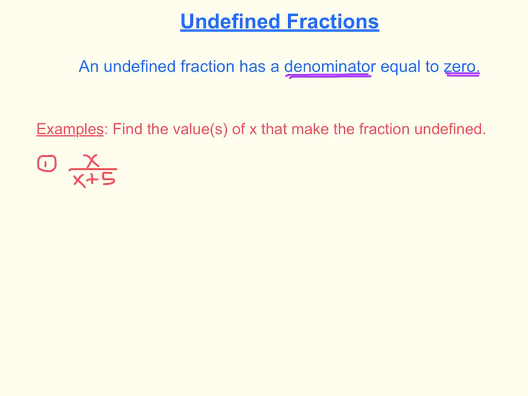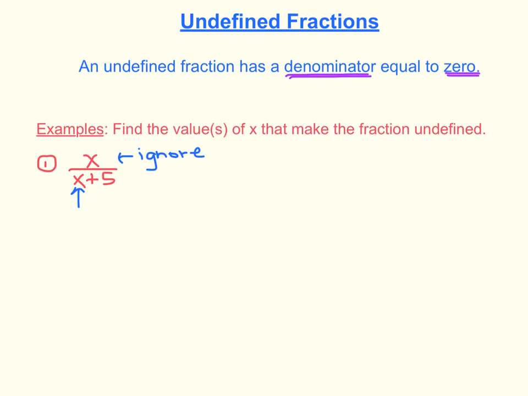Okay, so let's take a look at some examples. The first one says, find the value or values of x that make the fraction undefined. Well, if we wanted to figure out what makes this fraction undefined, you're completely ignoring the numerator. You just ignore this. The numerator does not affect an undefined fraction. What we're going to do, though, is figure out what we could replace this x with so that the denominator is equal to 0. All right, so we could see it would be -5 because -5 plus 5 is 0.